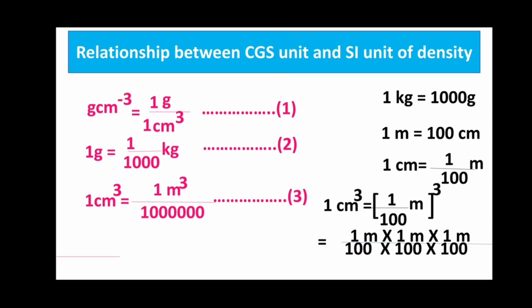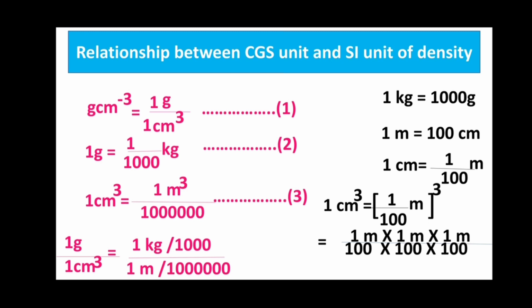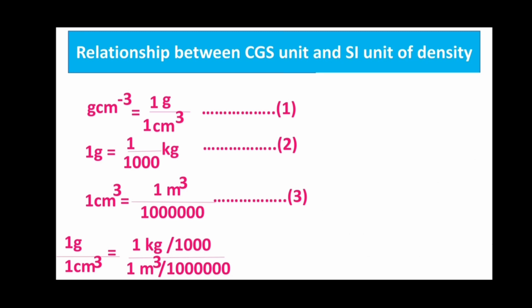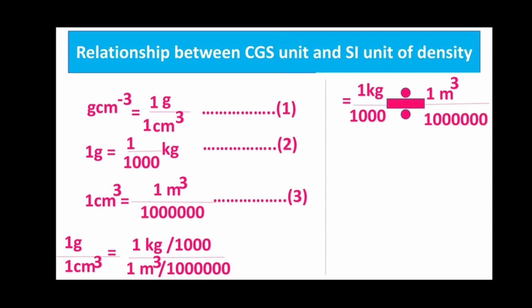Now let us substitute the second and third equations in the first equation. What is the first equation? That is 1 gram divided by 1 centimeter cube. And in second equation we have seen that 1 gram is equal to 1 kilogram by 1000. And in third equation we have seen that 1 centimeter cube is equal to 1 meter cube divided by 10 lakh. So we just substituted it. It can be written as 1 kilogram divided by 1000 divided by 1 meter cube divided by 10 lakh.